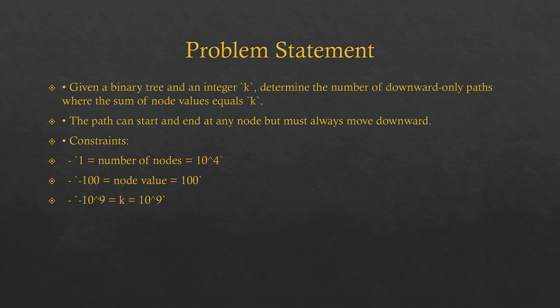We are given a binary tree and an integer k. Our goal is to determine the number of downward only paths where the sum of the node values equals k. A path can start and end at any node, but it must always move downwards.